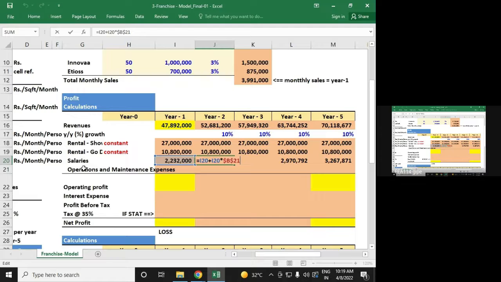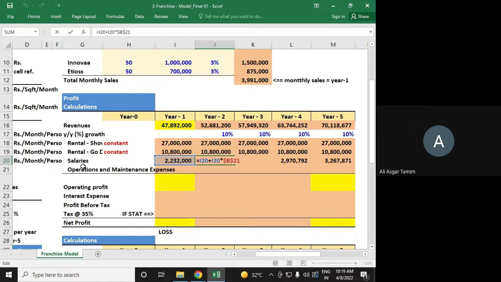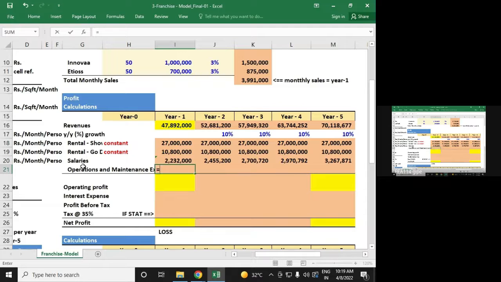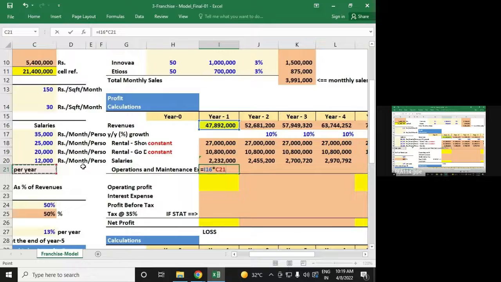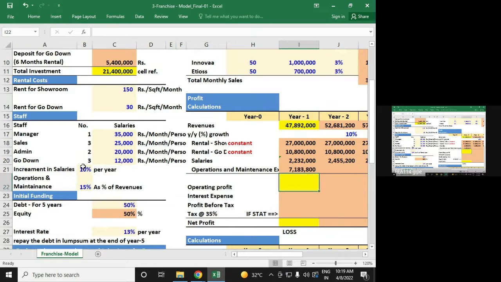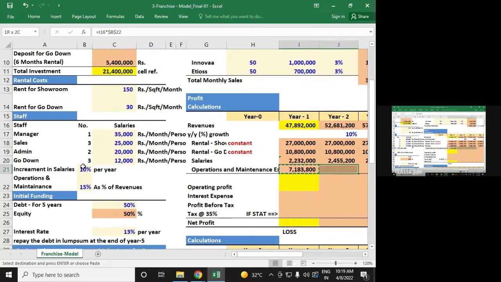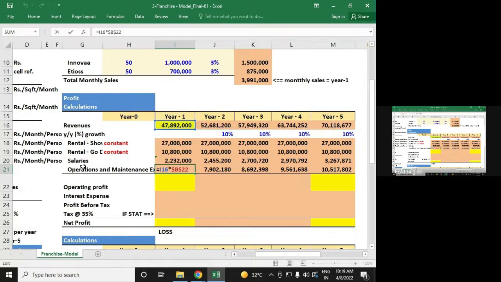Okay, till here, everybody, are we done? Any doubts? Students online, are we on the same page? Yes, clear. Yes. Then, apart from all these expenses, you also have O&M, which is like 15% of revenues. 15% of revenues goes in operational and maintenance expenses. So 15% we will fix.